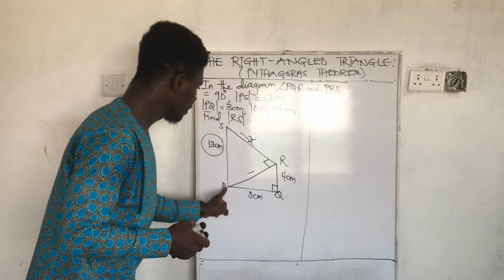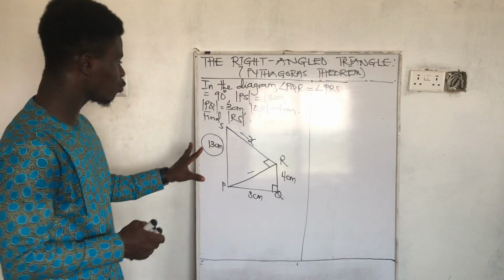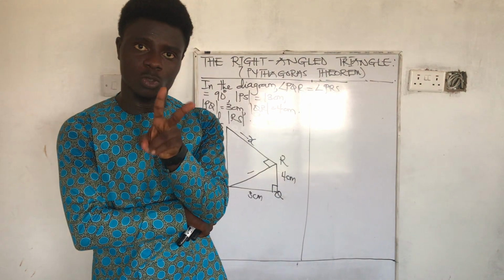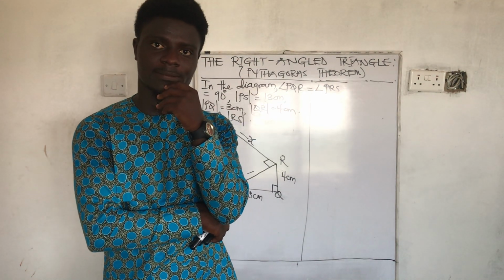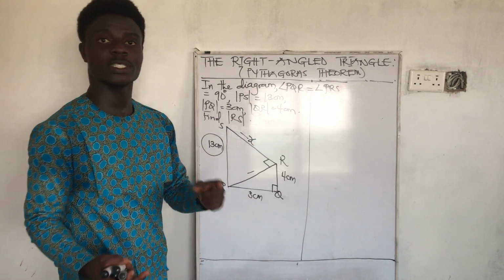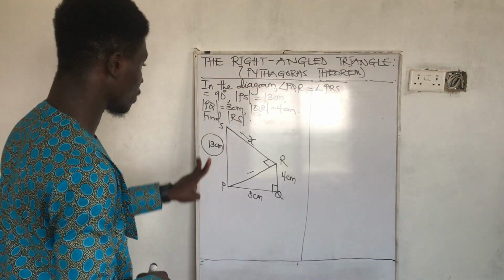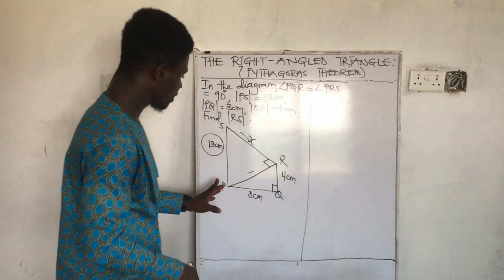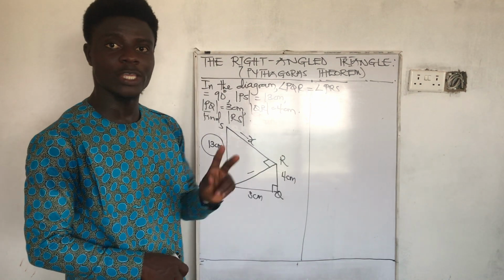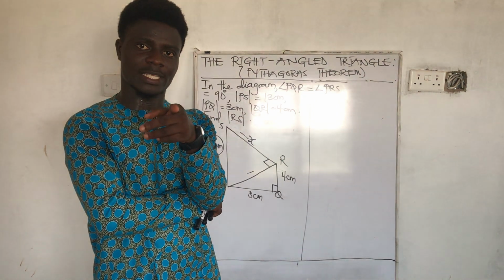When you take only this triangle and you want to work with it, you have to check whether they have given you two sides before you can get one side. Here we have only one side given. Two sides are not given. But if you consider this triangle PQR, we have two sides. So we can use it to find one side. Do you understand that?